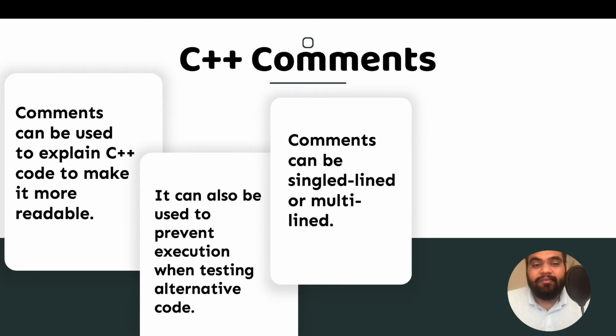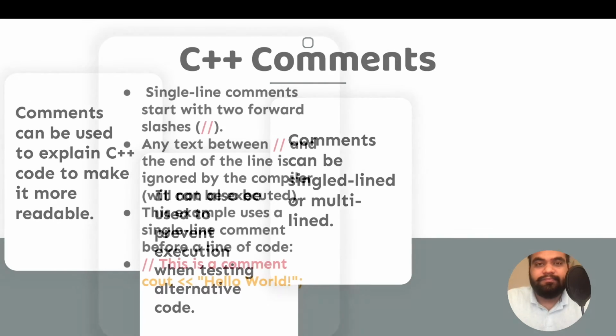Comments can also be used to prevent execution while testing alternative code. Let us suppose you have multiple pieces of code and you want to stop at one point. In that case, you can have a comment that indicates you are reaching the end of this section. In a lot of testing areas, we use comments to make sure that we are stopping at a particular point as well. Comments can be of two major types: single line comments and multi-line comments. We're going to look at those in the next part.